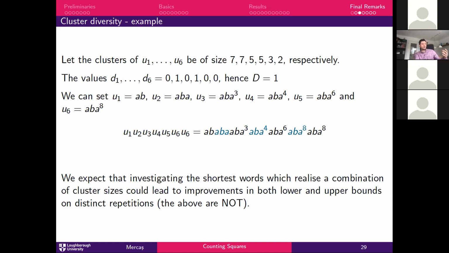And the thing is, this construction doesn't render the smallest word having such a structure. But we assume that if you actually can identify the smallest word having such a structure, then you might be able to tell more about the lower bound on the number of squares, at least.